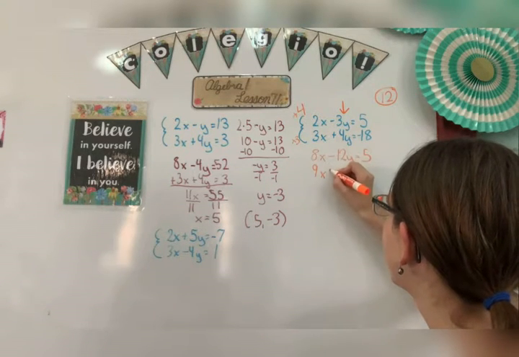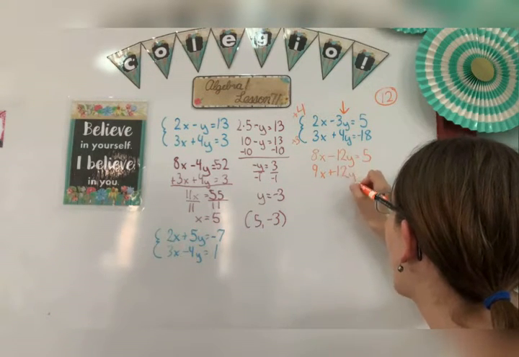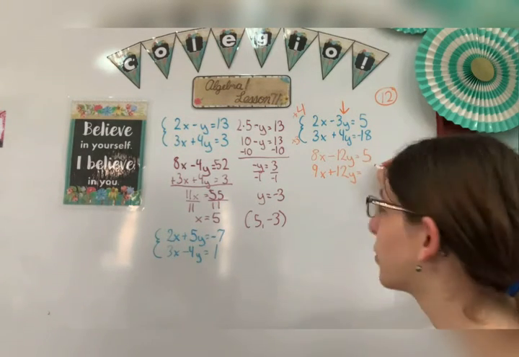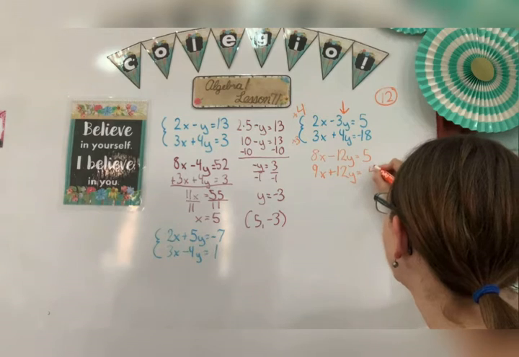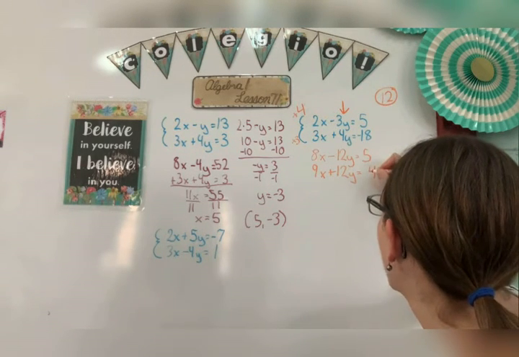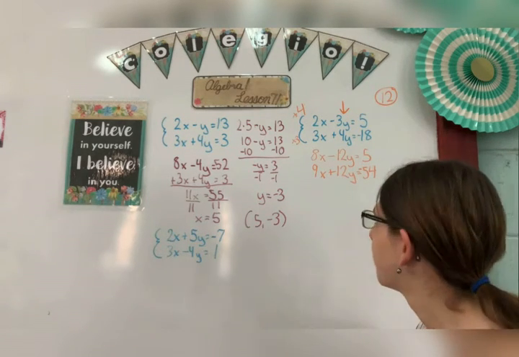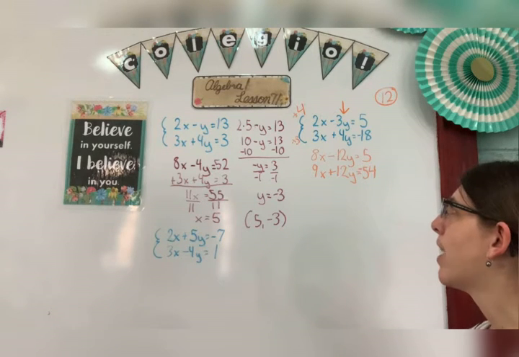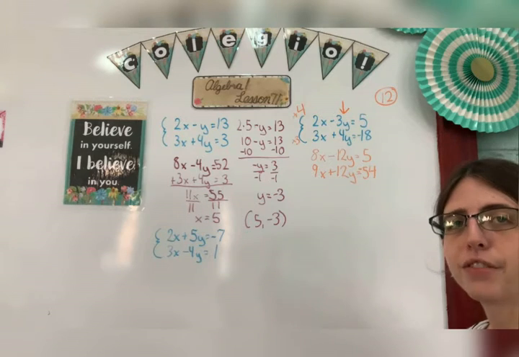3 times positive 4 is positive 12y. And 3 times 18, let's see if my head math will go better this time. 3 times 8 is 24, carry my 2, 3 times 1 is 3 plus 2 is 5, and it would be negative. So I have 8x minus 12y equals 5, and 9x plus 12y equals negative 54.